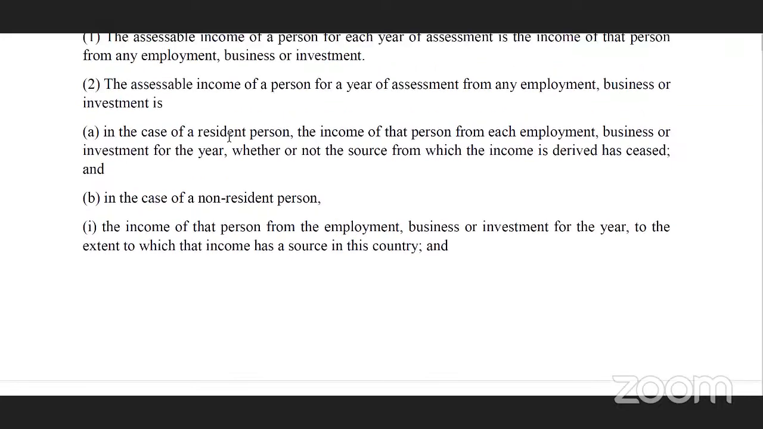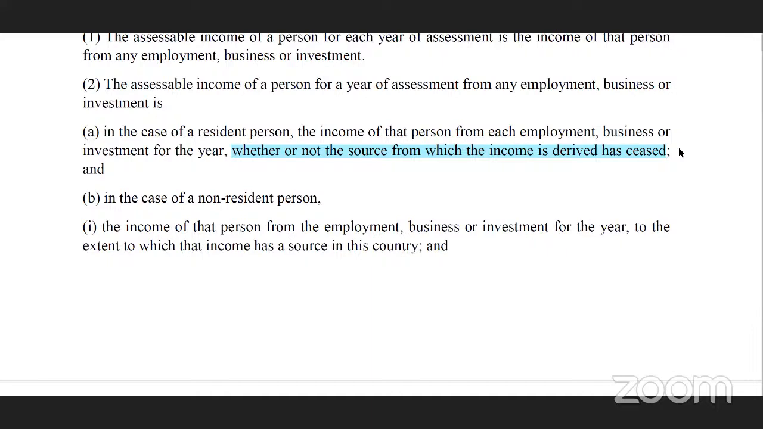So we looked at, in the case of a resident person, we said, well, whether or not the source from which the income is derived. And I said this connotes what? Foreign income. Worldwide income. So that income can come from Ghana or it can come from a different country. It doesn't matter where it comes from.